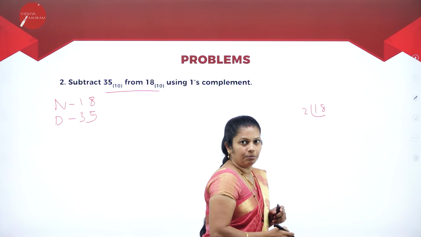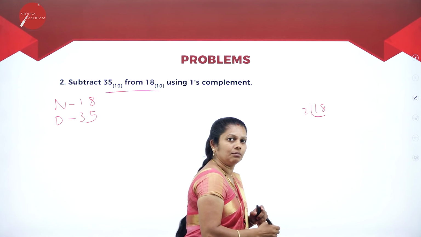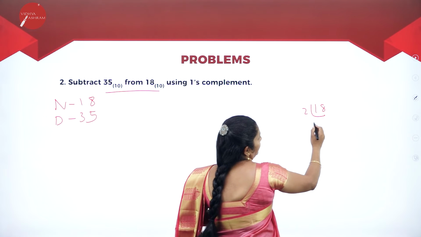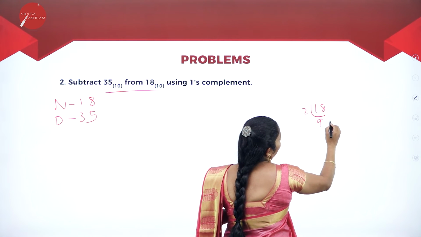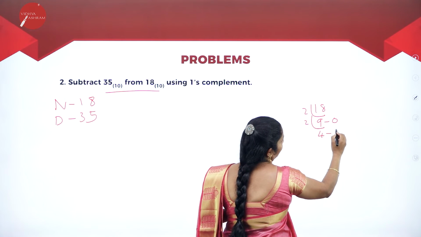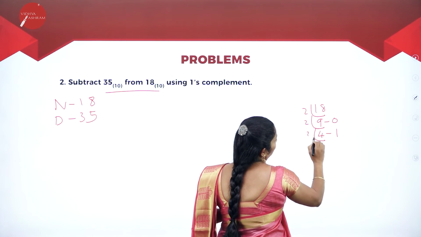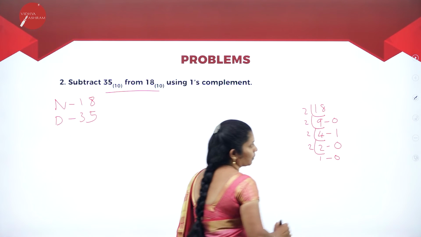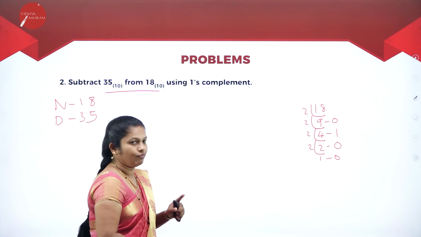First I will find the binary value for 18. When I want to convert any decimal number to binary, we have to follow the division process. Here it will divide by 2. 2 9s are 18, remainder is 0. Then 2 4s are 8, remainder is 1. Then 2 2s are 4, remainder is 0. 2 1s are 2, remainder is 0. This is the binary value for 18.